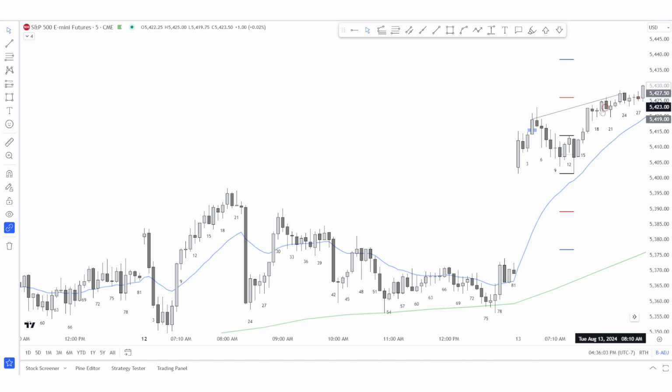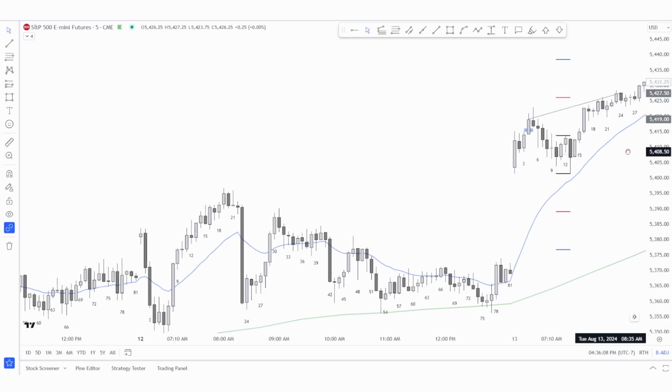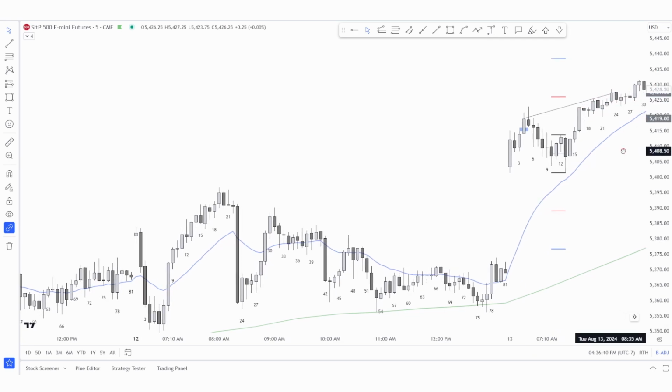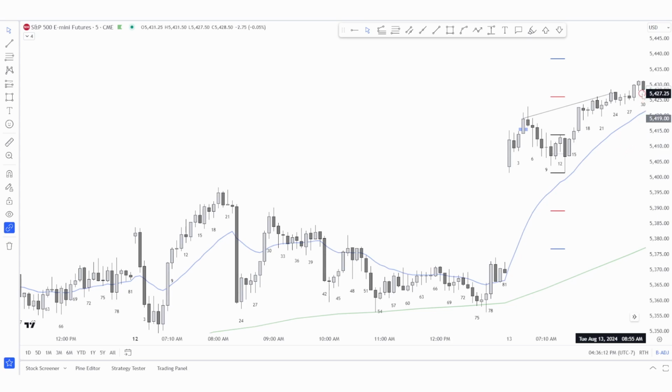Bar 28 is breaking out, so it's a bull flag, wedge top, and it has a bullish breakout with follow through 29. 30's another bear bar, so it's starting to become a small pullback trend.